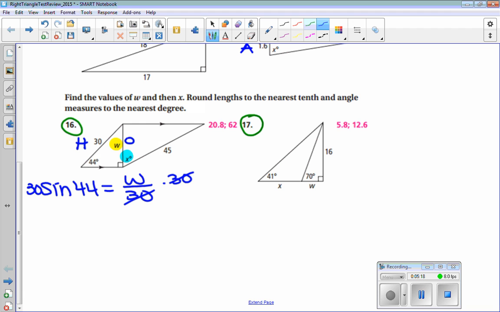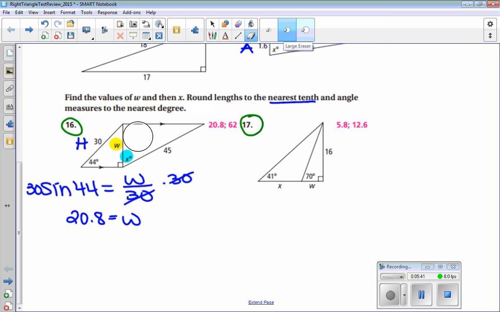So W is equal to just 30 times the sine of 44, which you can just simply type into your calculator once you are in the correct mode. And 30 times the sine of 44 happens to be 20.84, approximately. It does say to the nearest tenth, so we'll say 20.8. Okay? Now, knowing that, I'm going to go ahead and erase my O and my H because I don't want those to be there, because now I'm going to be looking at the other triangle.